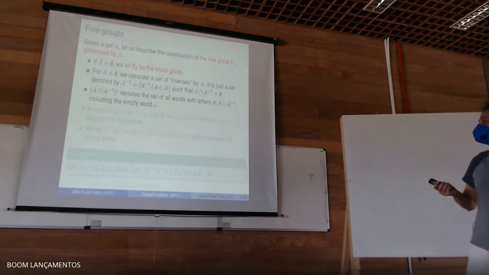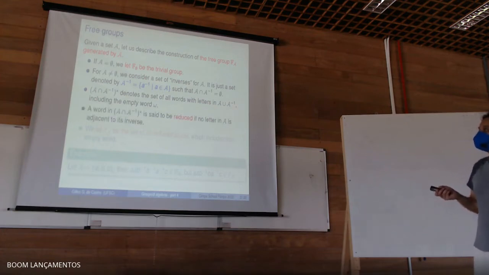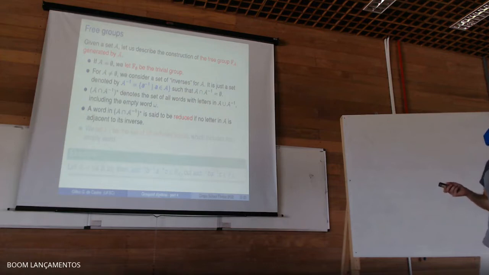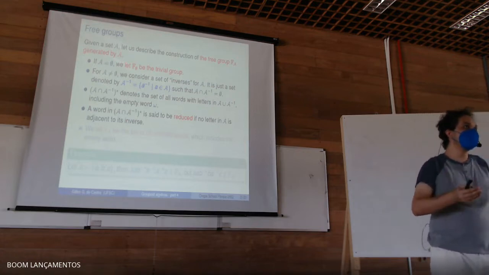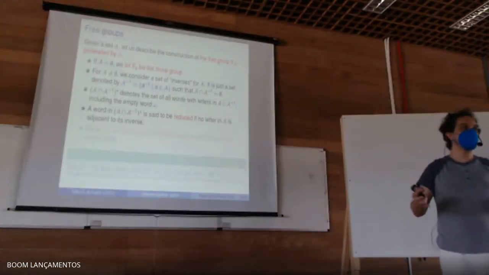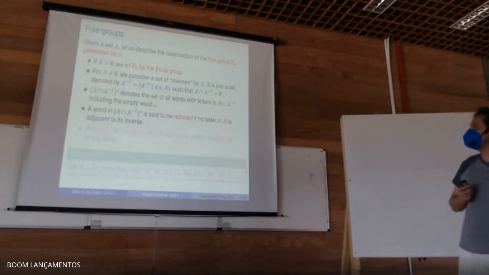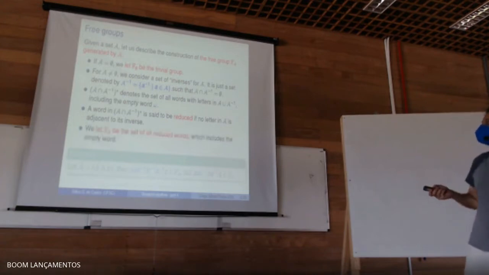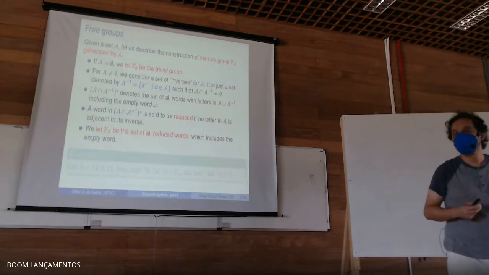The easiest way to model these cancellations is to say that whenever I have a word in these letters, it's going to be reduced if no letter in the alphabet A is adjacent to its inverse, because if it's adjacent to its inverse, we can cancel out. We do this until there is no letter with its inverse at its side. Whenever this happens, we call these the reduced words. As a set, we can define the free group as the set of all reduced words, which includes the empty word, because the empty word has no letter, so it's also a reduced word.